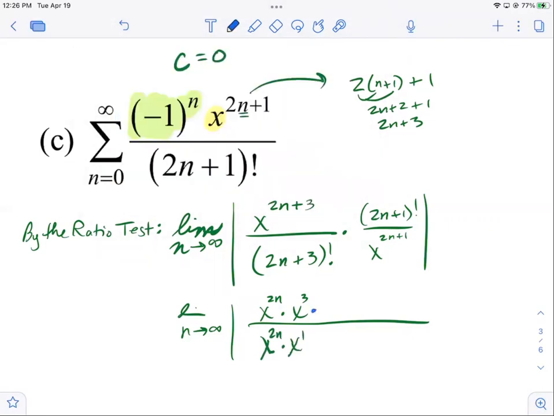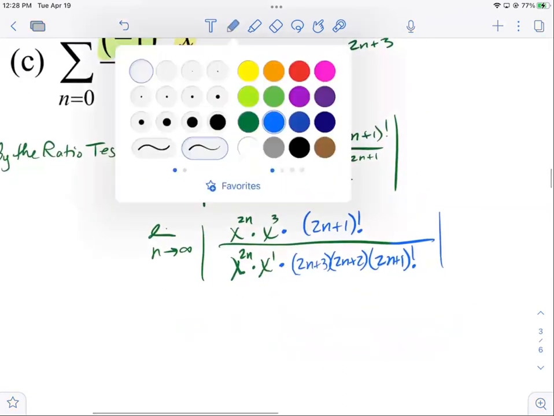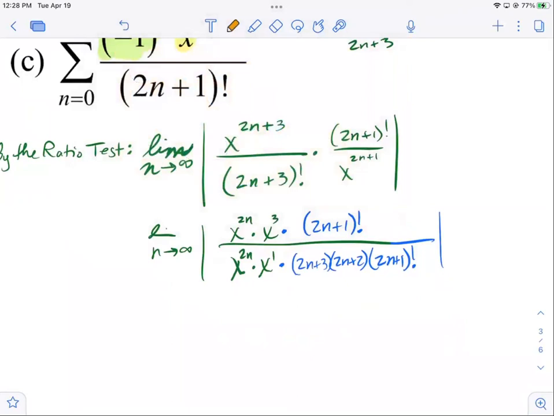And now, which is bigger, 2n plus 1 or 2n plus 3? 2n plus 3, right? So we'll write that recursively since it's factorial. That's 2n plus 3 times 2n plus 2 times 2n plus 1. And I can stop there because that matches the 2n plus 1 in the top. So now I could just tie that off with a factorial. And now we can start dividing things out. So kind of the fun part, right? The x to the 2n's are gone. And then the 2n plus 1 factorials are gone.